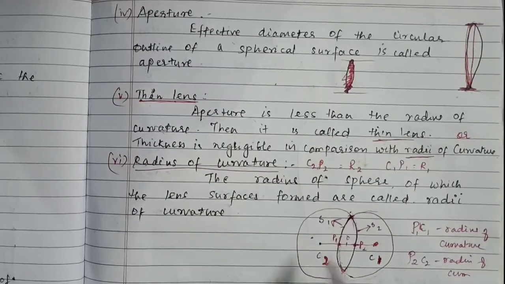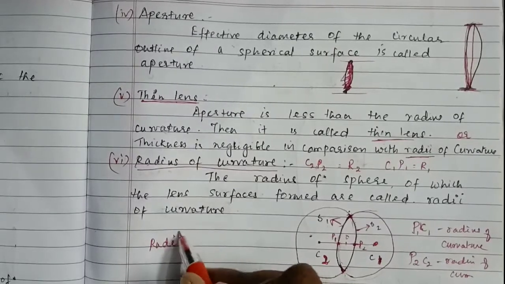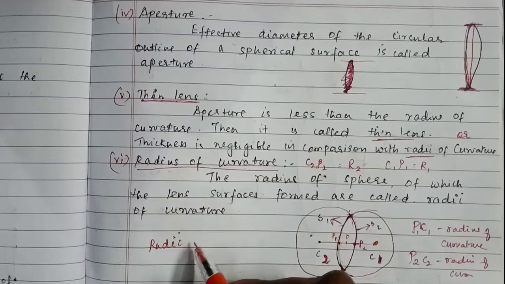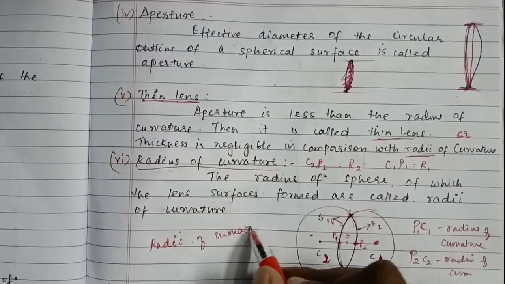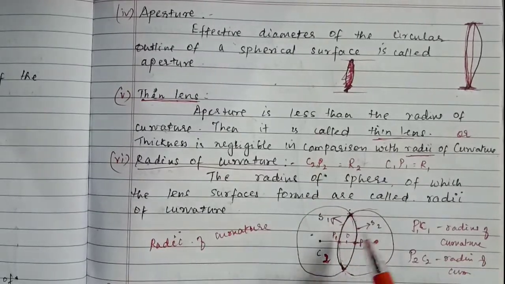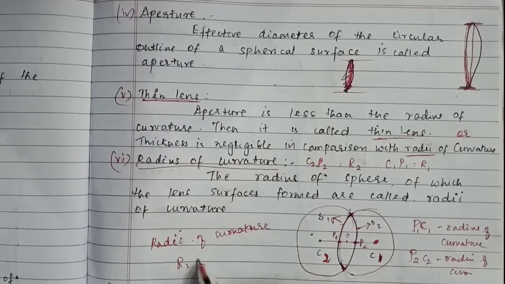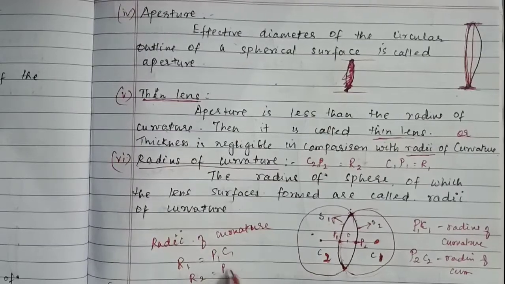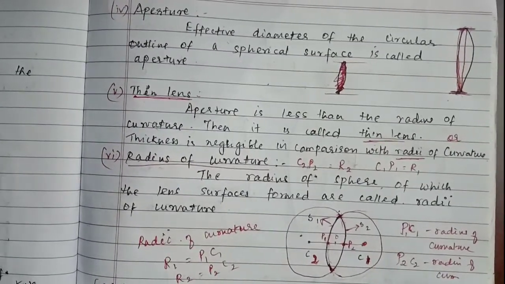So we talk about radii of curvature. Radii means plural. Radius singular, radii plural. Radii of curvature, because of P1C1 and P2C2. So we can write R1 is equal to P1C1 and R2 is equal to P2C2. They are radii of curvature.